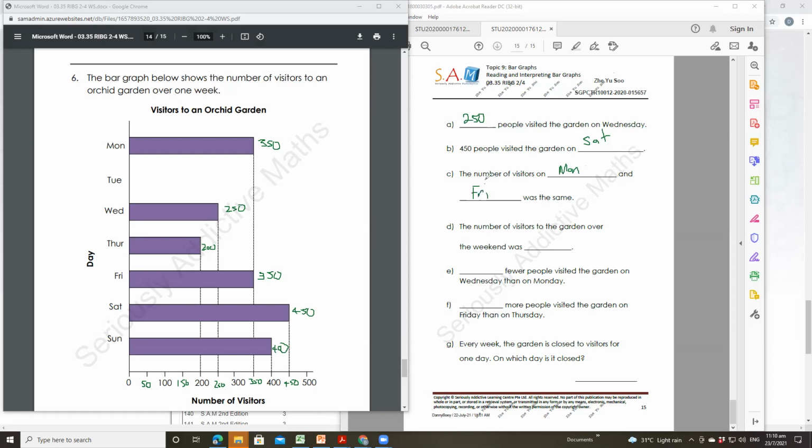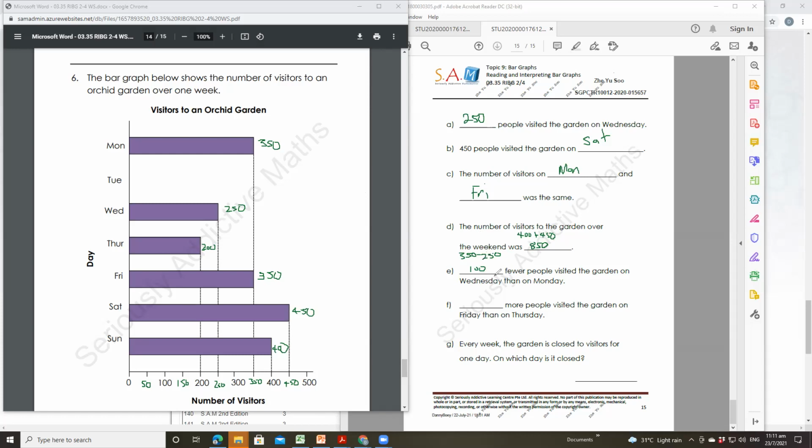Okay, the number of visitors to the garden over the weekend was, weekend means what? Weekend means Saturday and Sunday, right? So that would be 400 plus 450. And the answer is 850. Now, comparing. How many fewer people visit the garden on Wednesday than on Monday? So Wednesday is 250. Monday is 350. So 350 minus 250 equals 100 fewer.